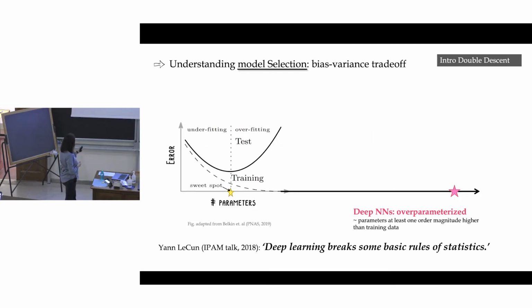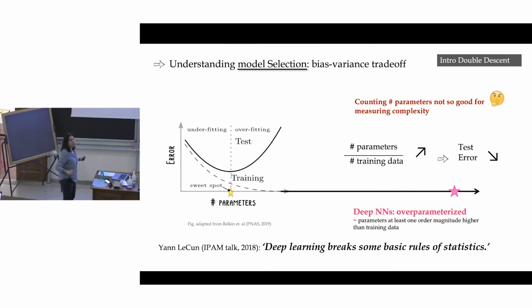However, deep learning is here, right? Deep learning is highly over-parameterized. Basically, these models have at least one order of magnitude more parameters than data points, and they still generalize quite well. There is overwhelming empirical evidence that if I increase the ratio between the number of parameters and the number of training data points, my test error goes down.